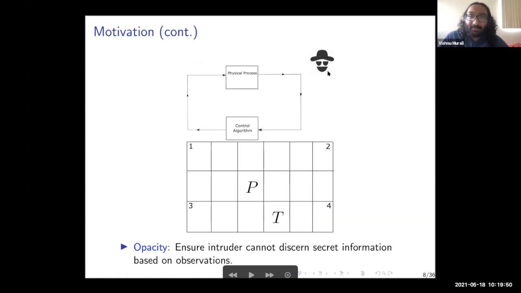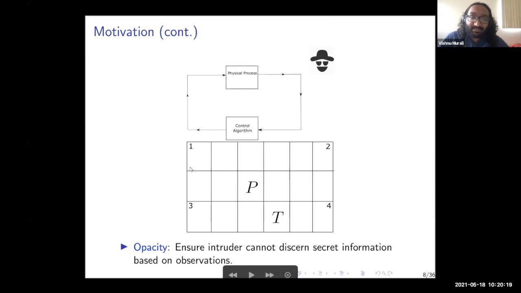Here, an outside intruder is able to make some observations on the physical process, but we want to ensure that the observations made by the intruder do not leak some information which is secret. There are many varieties of opacity. For example, in the context of initial state opacity, we want to ensure that the intruder does not learn some information about the initial state. To help concretize this notion, let us consider the grid world example given below.